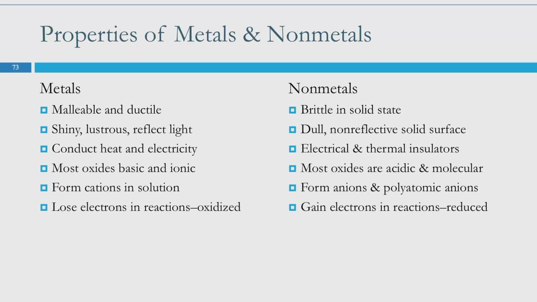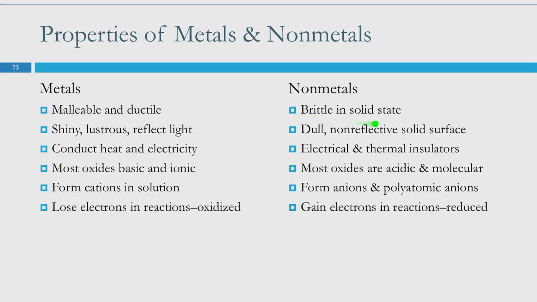All right, some properties of metals and nonmetals. Some of these are things that we've talked about possibly too much. So things about metals. Metals are malleable and ductile. You can bend them into shapes. You can pull them into wires. They're shiny and lustrous and reflect light, at least if you shine them.